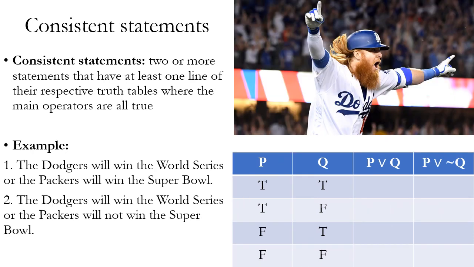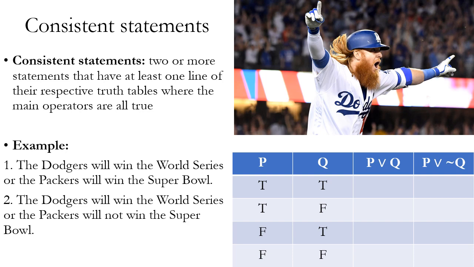Consistent statements are ones where there's at least one line of their respective truth tables where they're both true. So that means it's possible, logically speaking, for both of them to be true, and that's what we mean by consistent. Here's a couple of ordinary language examples.